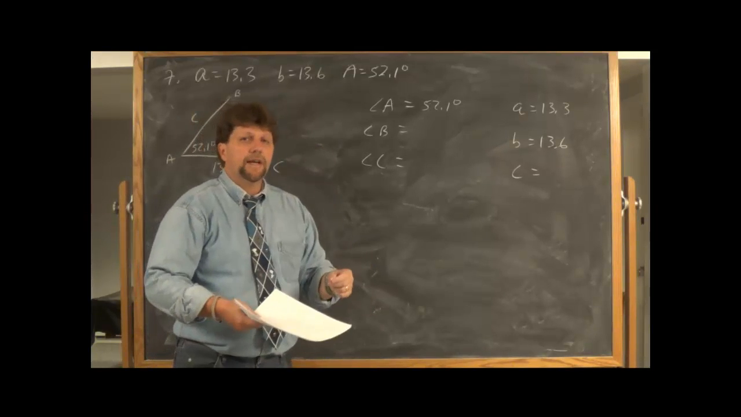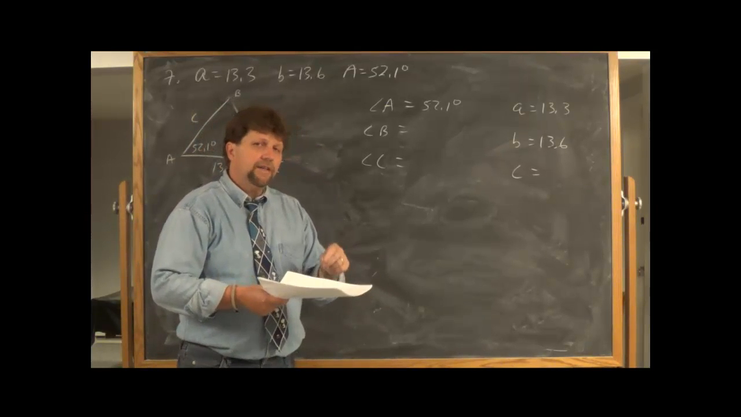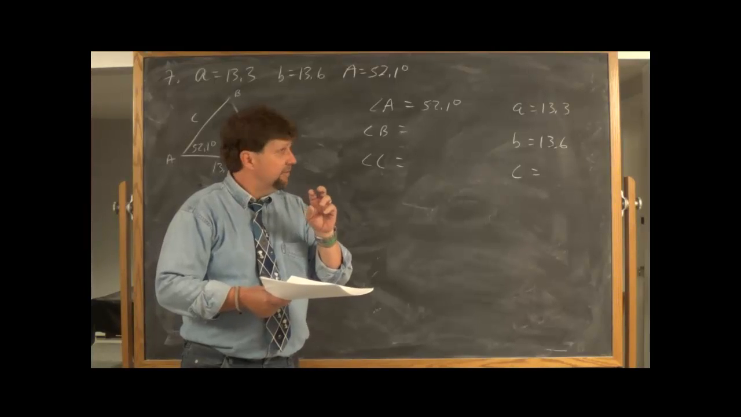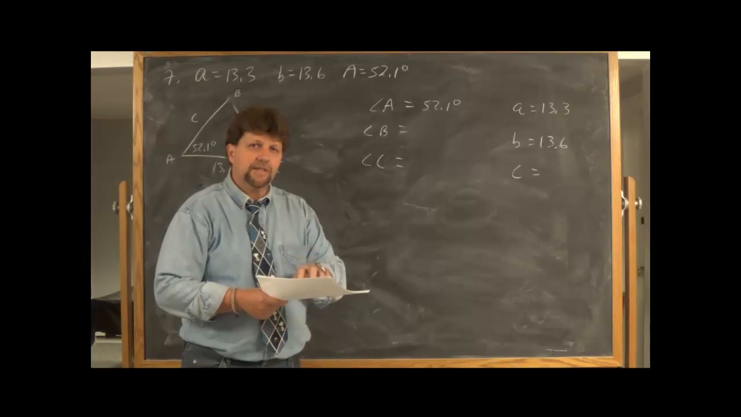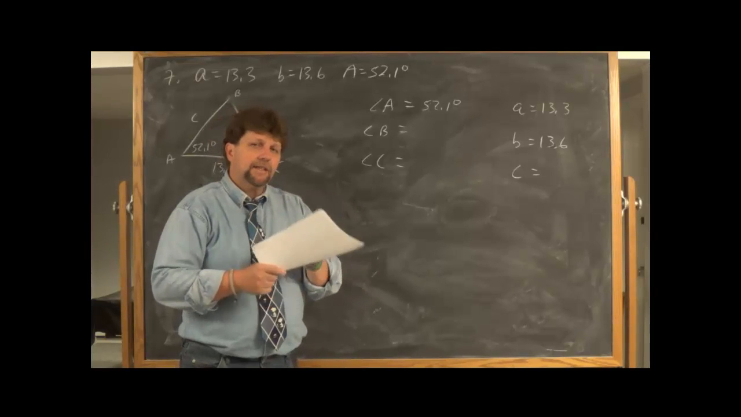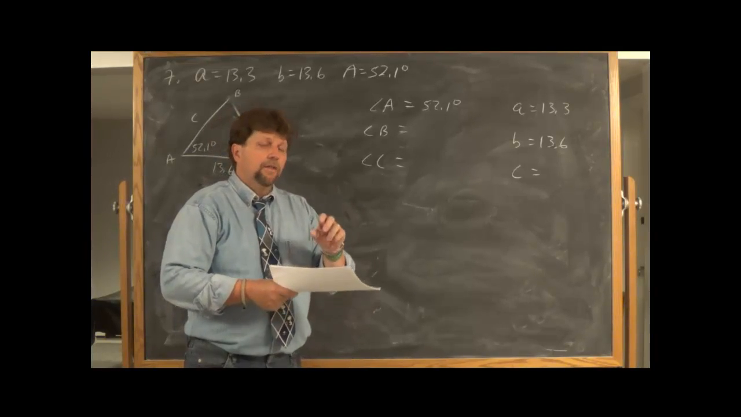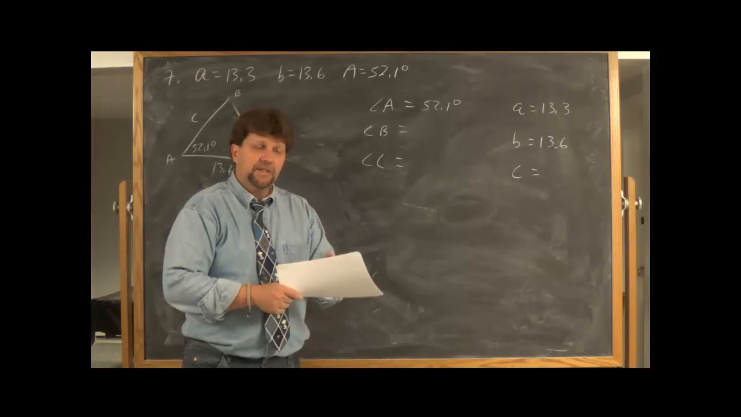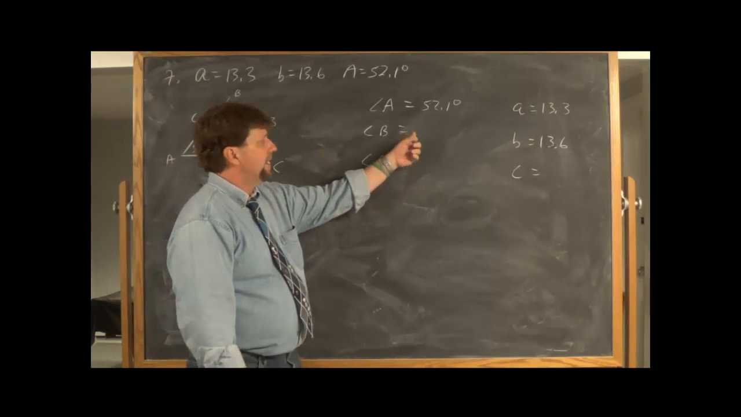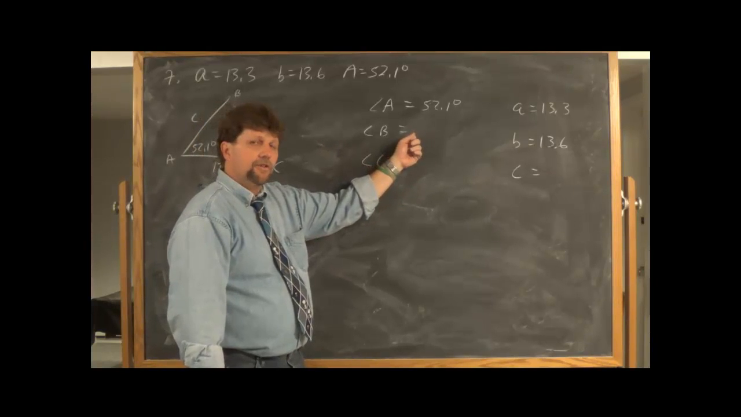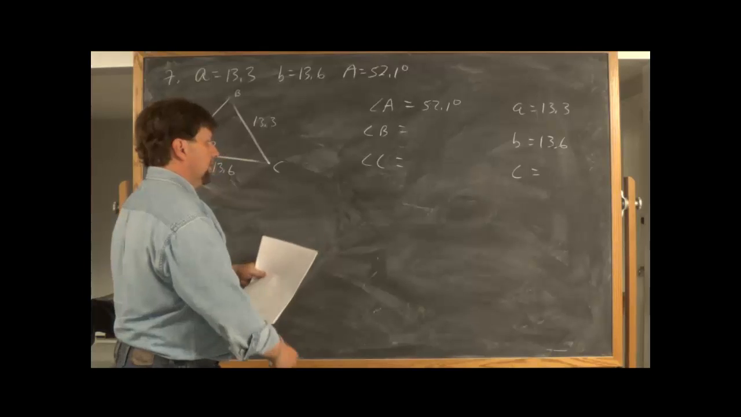This is a warning. When you find yourself having to first find an angle using the law of sines, I want that to communicate to you there could be problems here. There could be 0, 1, or 2 triangles. So I am forced to find an angle first using the law of sines. Don't have a choice.